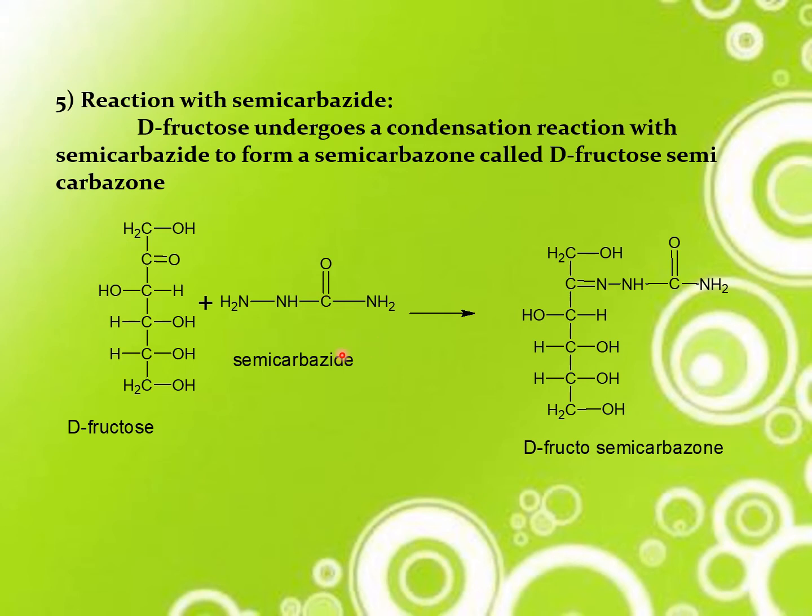Now the reaction is taking place at the C2 and this hydrogen. This oxygen and these two hydrogen are going to eliminate as a water molecule. We arrive at this product, D-fructose semicarbazone. The remaining C double bond NNHCO NH2 is attached at this keto position.